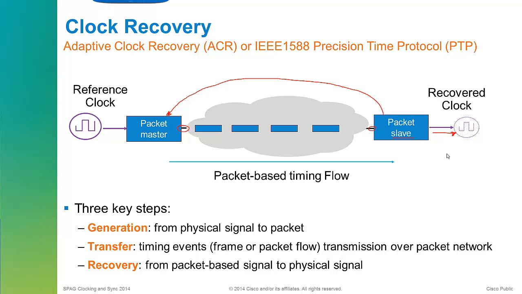So there are three basic steps: the generation of the packet stream, the transfer of the packet stream over the network, and, similarly, this process of clock recovery, where we recover the stream of data, turn it into a physical frequency, and use that to condition the local oscillator.